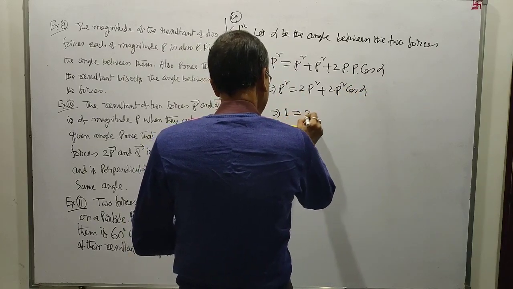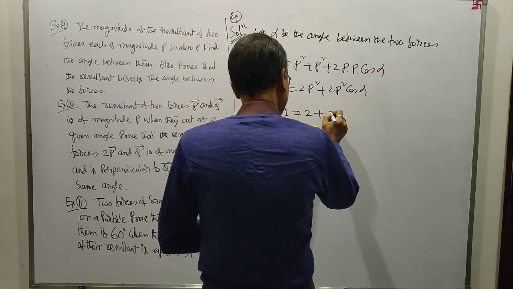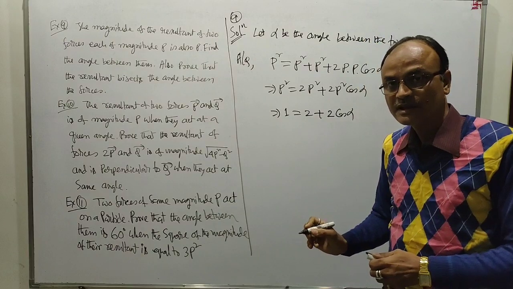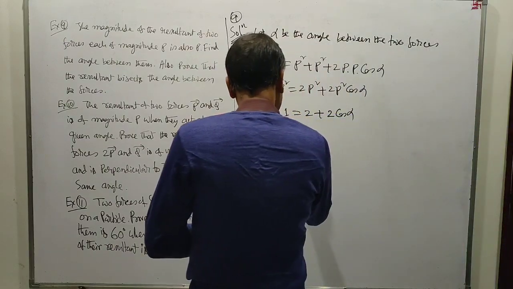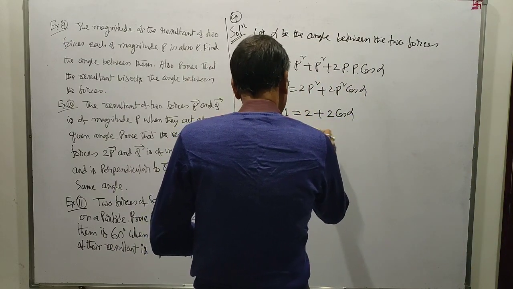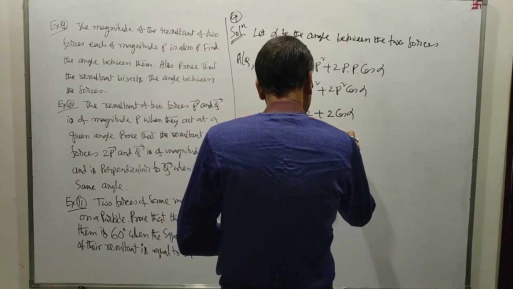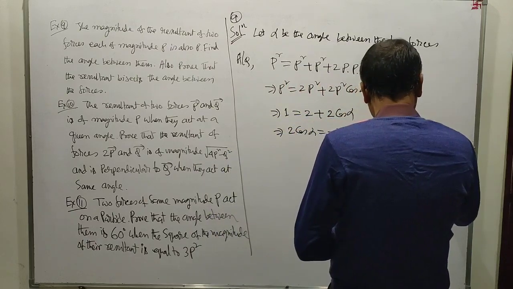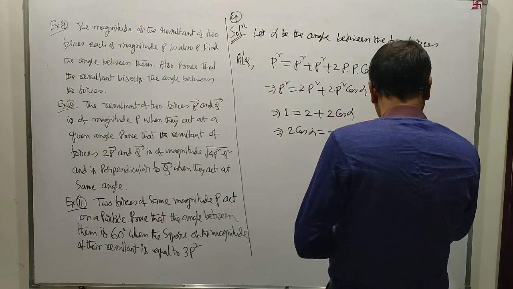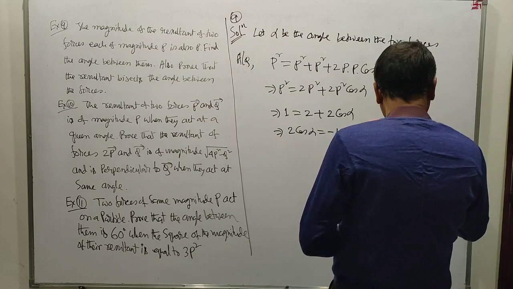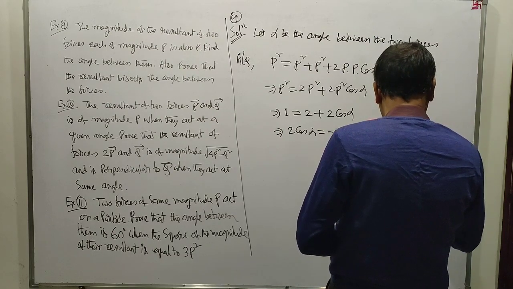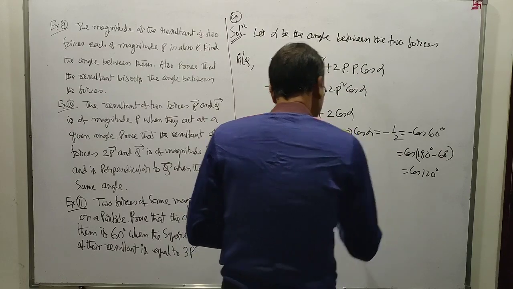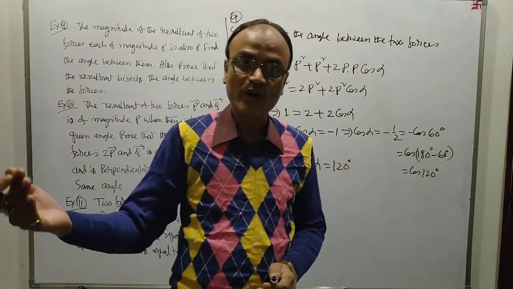Divide by P square, you will get twice cos alpha equal to 1 minus 2, equal to minus 1. Cos alpha equal to minus half. This is equal to minus cos 60 degree, which equals cos of 180 degree minus 60 degree, equal to cos 120 degree. Therefore, alpha equals 120 degree. The angle between the two forces is 120 degree.